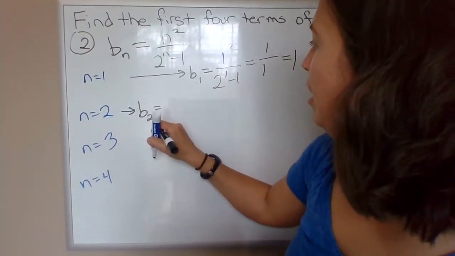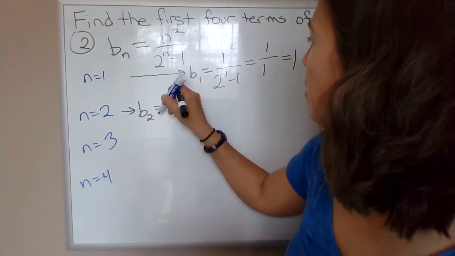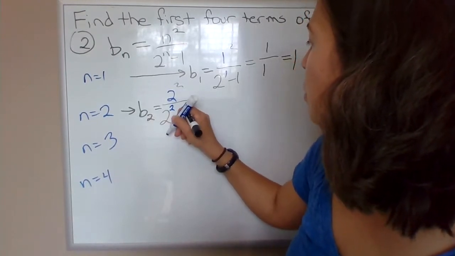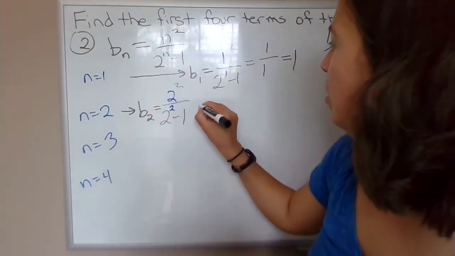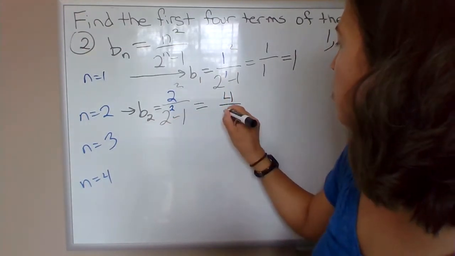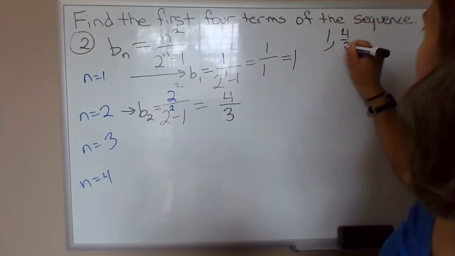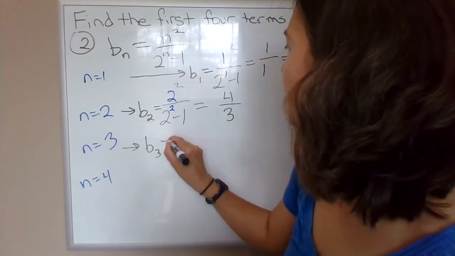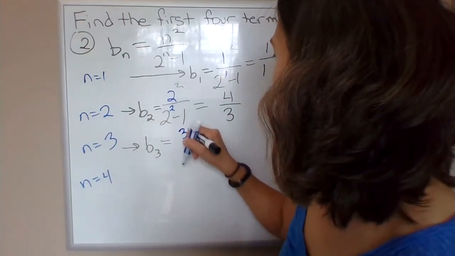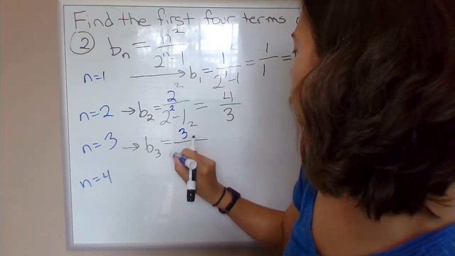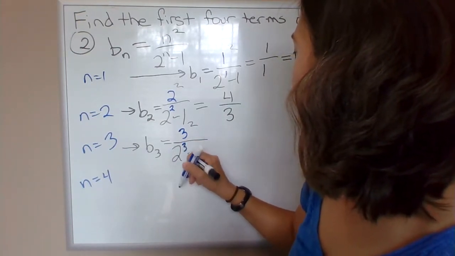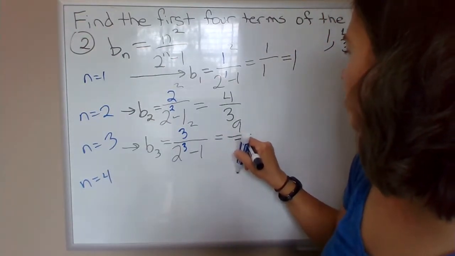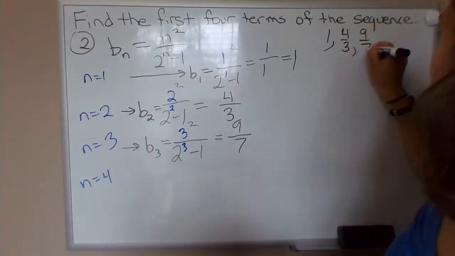N equals 2. So plug in 2 for n squared all over 2 to the second minus 1. So plugging in 2 for the n's here will give us 4 over 4 minus 1. So 4 thirds is the second term. N equals 3. I think you probably get the picture, but b3 will be 3 squared over 2 to the third minus 1. So that'll be 9 over 8 minus 1, which is 7. So 9 over 7 for our next term.